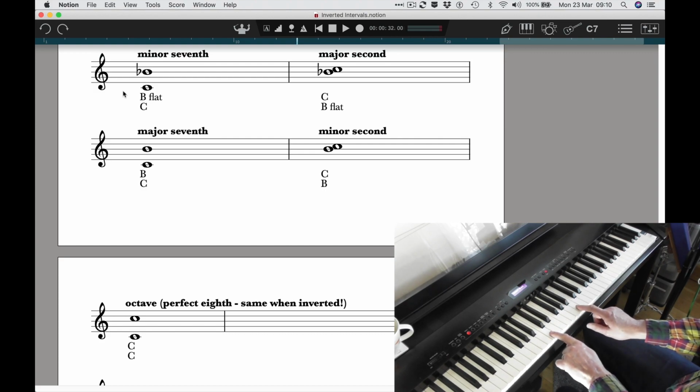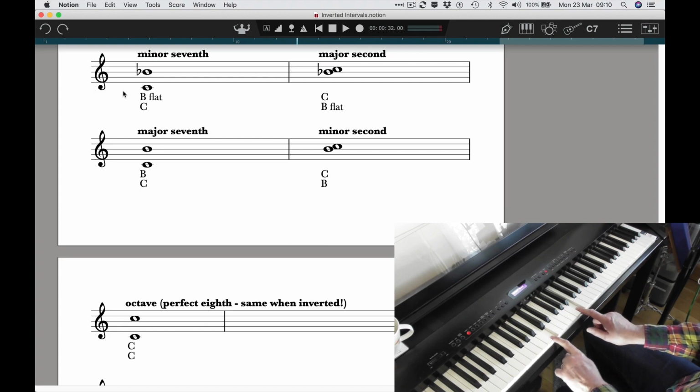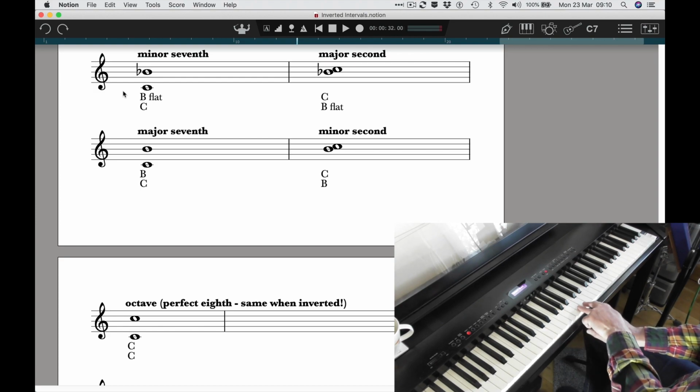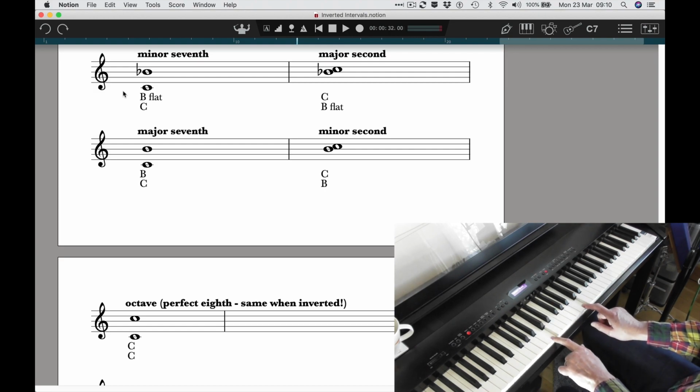And major seventh, C to B, put the C on top. Horrible noise because it's a minor second, next door neighbours if you like, a semitone apart. Major seventh becomes minor second. 7 plus 2 equals 9. And obviously the octave, you can't really invert it because it's the same note.